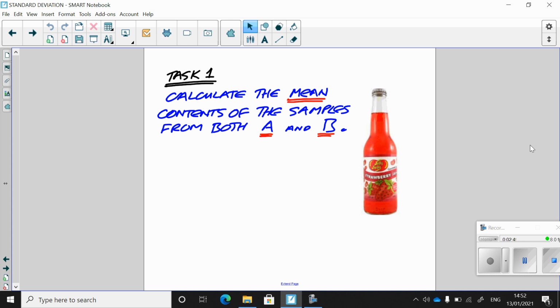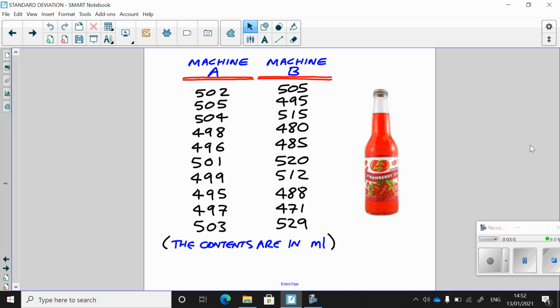Two tasks we've got here. Can you calculate the mean contents? That's the arithmetic average that you're familiar with, or you should be, from both machine A and machine B. I brought back here the values from machine A and machine B. In order to calculate the mean, you would add up the values from machine A, all the way from 502 at the top to 503, get a total, and divide by how many bottles, which was 10.